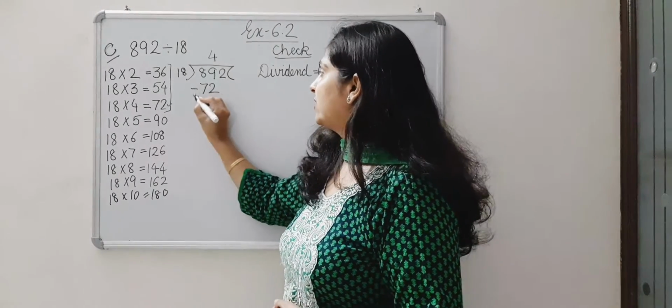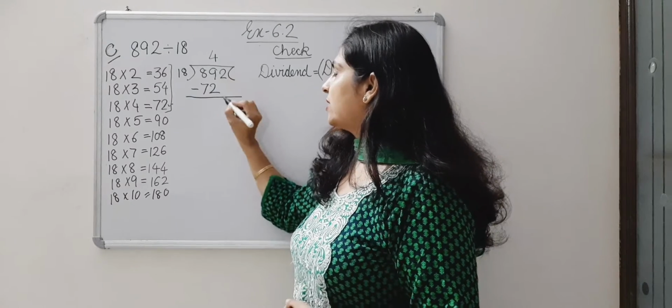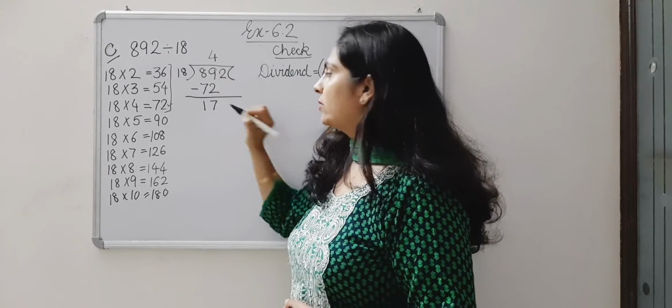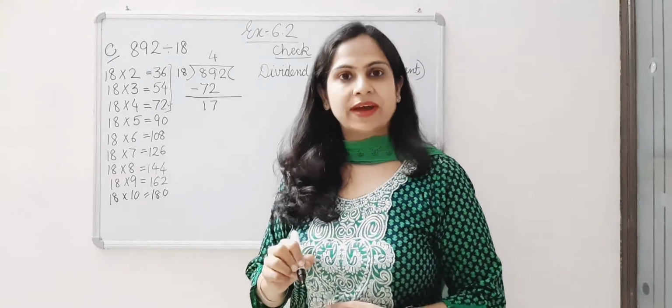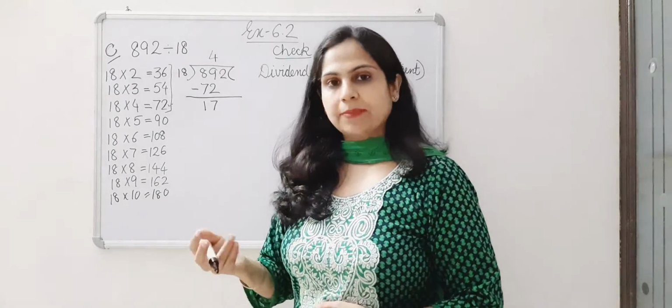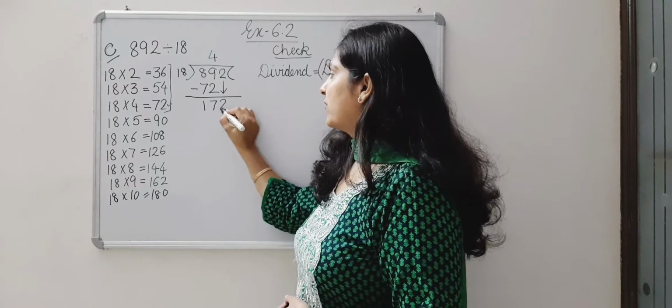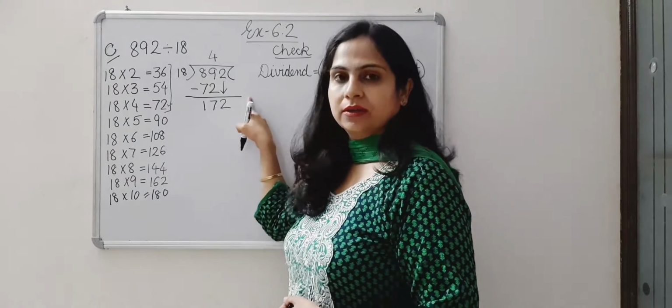Now we have to subtract these two numbers. 9 minus 2, 7. 8 minus 1, 1. Second step is that we have to subtract. Now we have to do third step. Third step is we have to bring down the next digit. So 172 is now here the result.